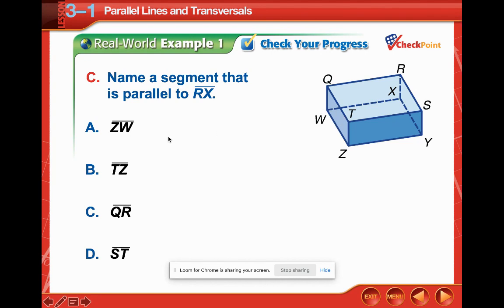ZW is actually skew. That one wouldn't work. TZ would work. QR, they actually intersect, so that wouldn't work. And then ST, they're actually skew as well. So TZ has got to be our correct answer here.